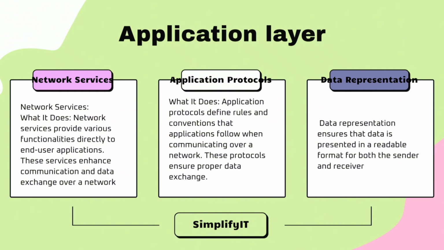Functions of the application layer: data representation. Data representation ensures that data is presented in a readable format for both the sender and receiver. Properly formatted data allows seamless communication between different systems. Example: imagine you have a database that stores information in binary format, zeros and ones. But you need to create a report in a spreadsheet program that requires data in ASCII text format. Data representation involves converting the binary data into ASCII text so that the spreadsheet program can interpret and display it correctly. This ensures compatibility and readability for both humans and machines.